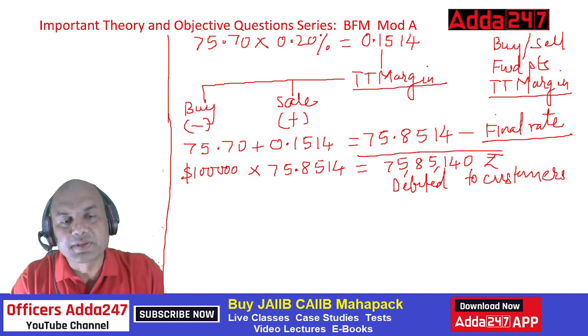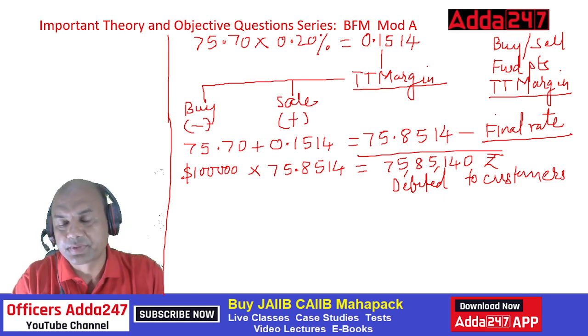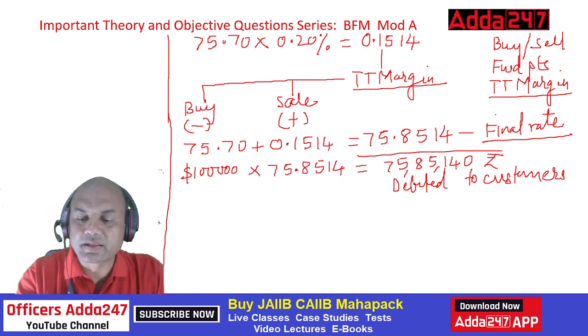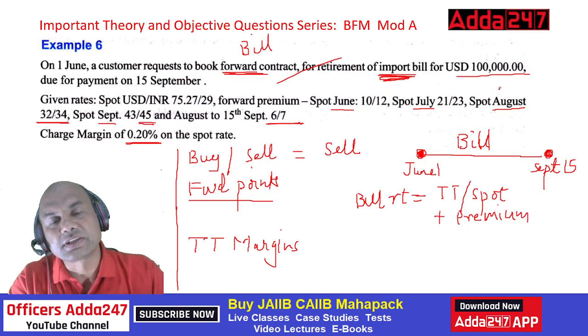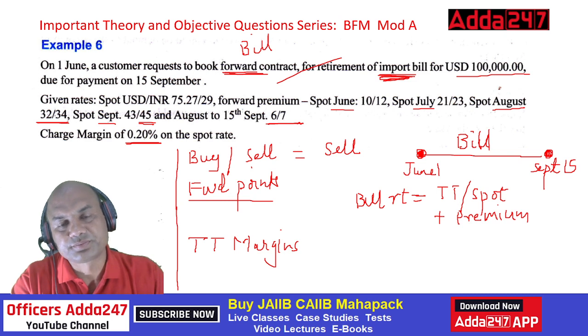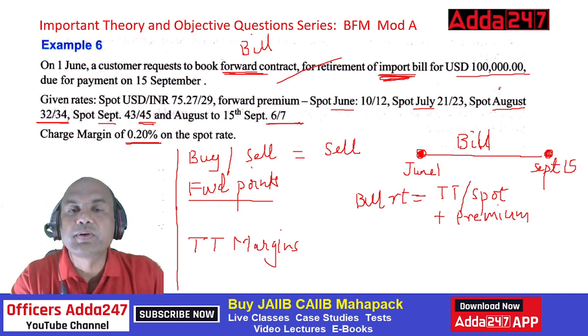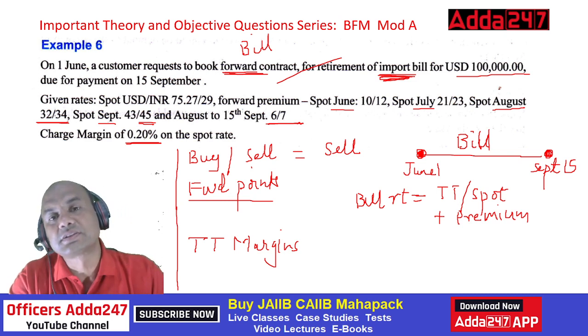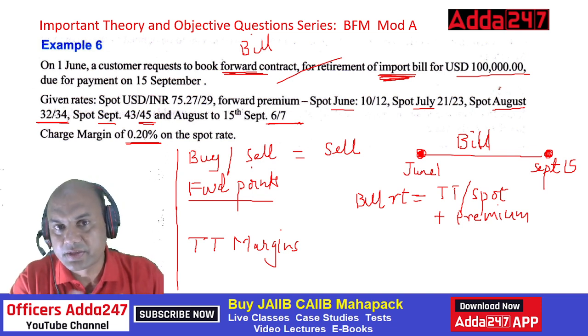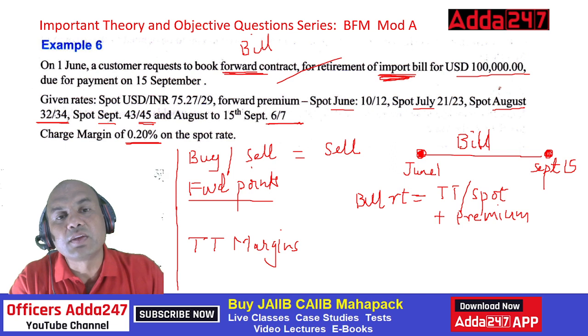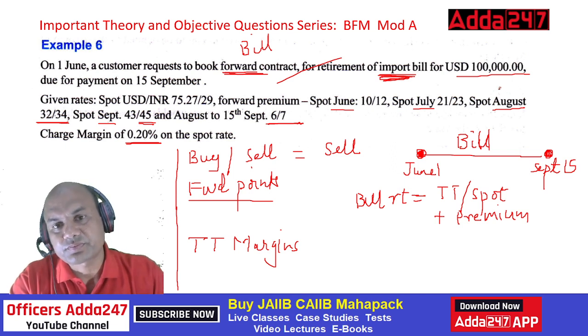So let's recap this. First, any transaction whenever you face, what do you do first? You first decide whether it is buy or sell. Now, if it is an import transaction, you'll always sell it. If it's an export transaction, you'll always buy it. Step number 1 clear.